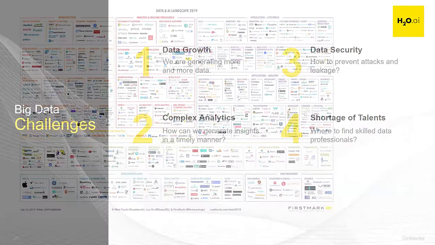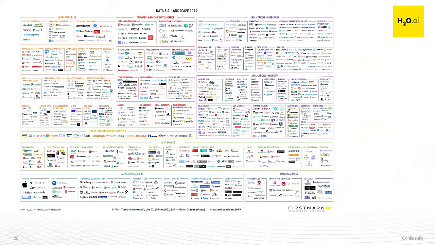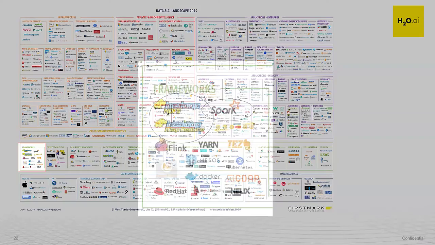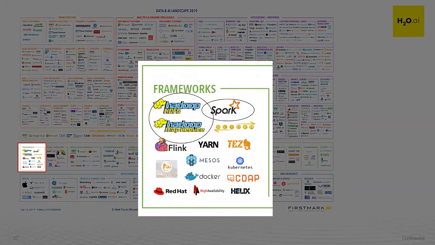I'm not going to scare you with a big landscape picture, but this is what we had last year. There are so many tools and technologies available. Not all of them are the same, but some of them are trying to solve the same problem. I hope you can find H2O AI in this graph, it's quite yellowish. But what I want to focus on is some frameworks for big data. In particular, I want to talk about Hadoop and Spark.